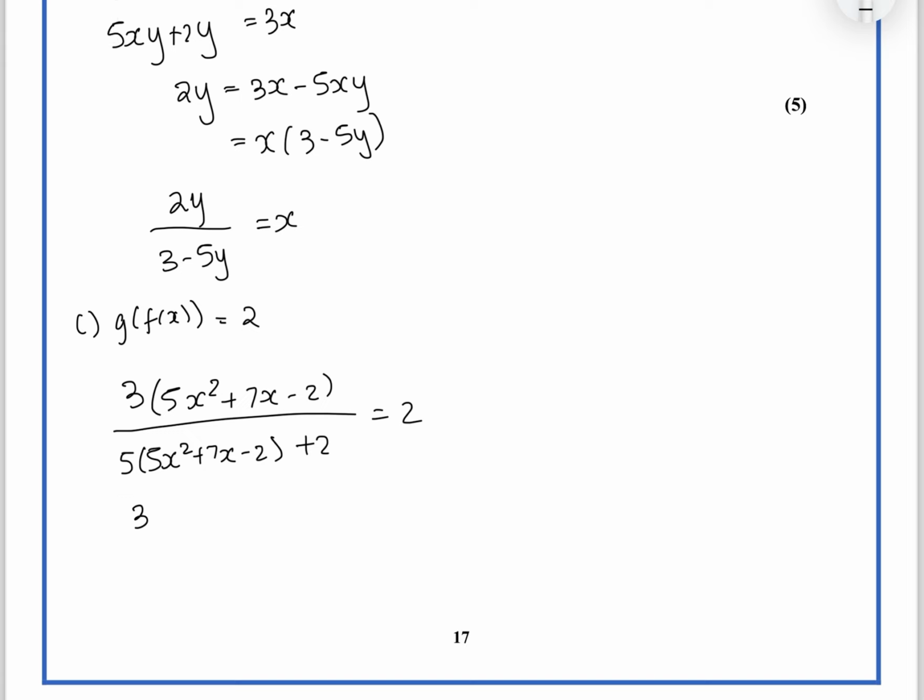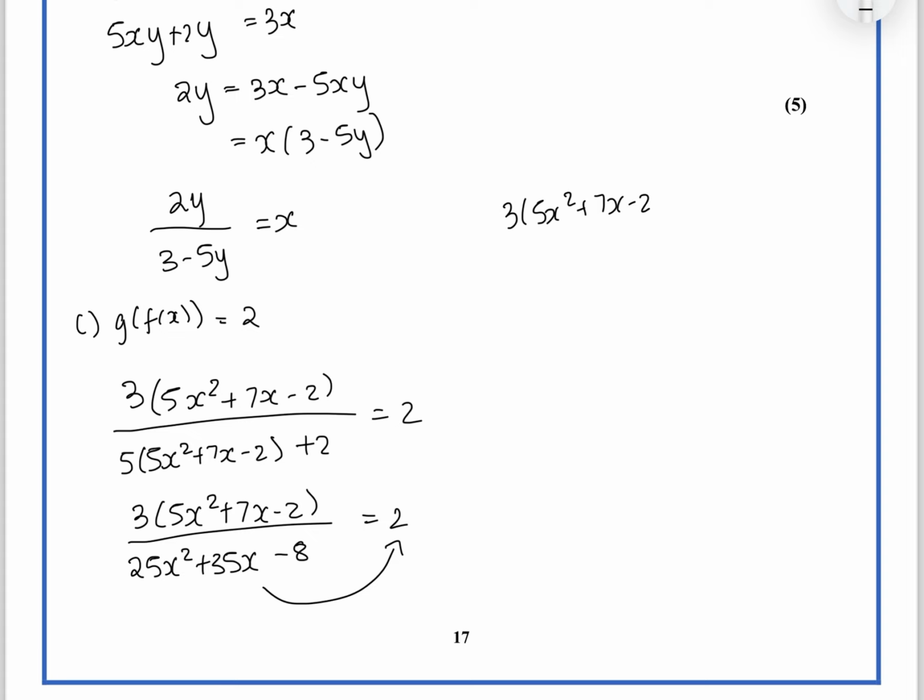So let's see. If we expand the denominator first, minus 10 plus 2 is minus 8. Is equal to 2. Bring this to this side. So if I write it up here, we just need to expand both sides and simplify. I'm just going to skip a few steps here, but what you should be left with at the end is 35x squared plus 49x minus 10 equals 0.